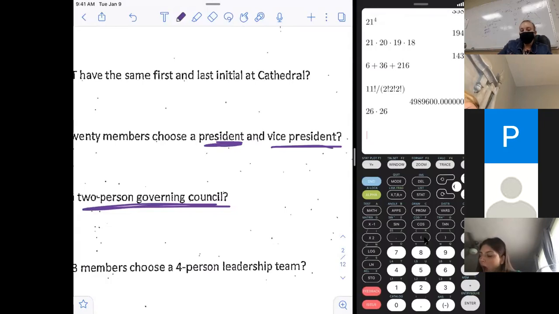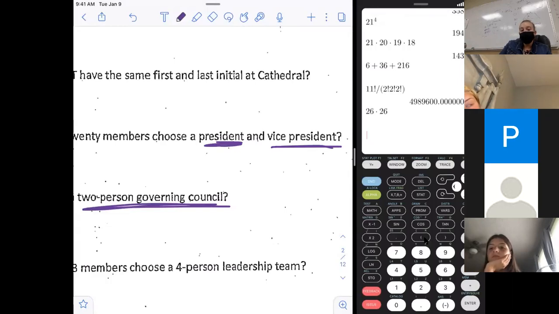It matters on the first one. If I pick somebody to be a president, somebody to be a vice president, that matters. So like right now I see Brooke and Gabby. Let's say I pick Brooke to be president and Gabby to be vice president. Is that different if I made Gabby president and Brooke vice president? Yeah, right? You'll have different responsibilities depending on which job you take.